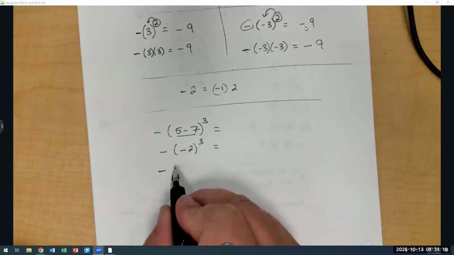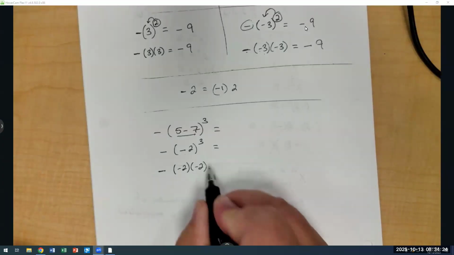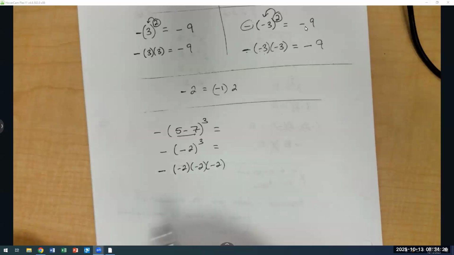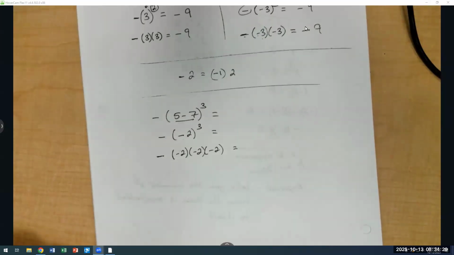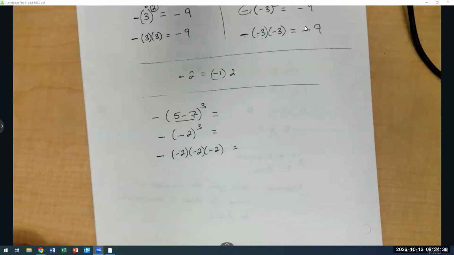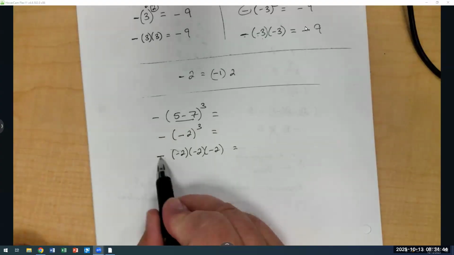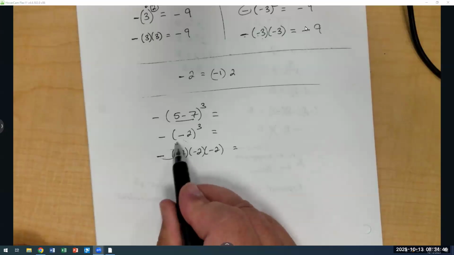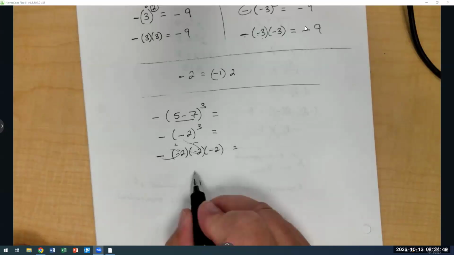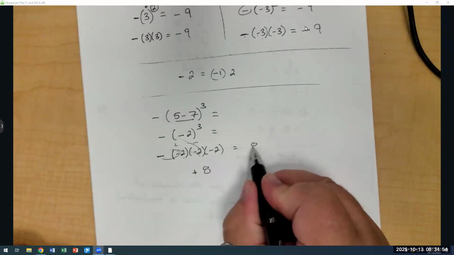This negative 2 is raised to the power 3. So it's negative 2 times negative 2 times negative 2. How many negatives do we have? So what does that make the answer, positive or negative? Negative times negative is positive. Positive times negative is negative. Negative, negative is a positive. So the answer is going to be positive. 2 times 2 times 2 is 8.